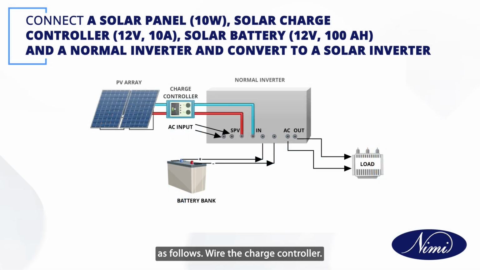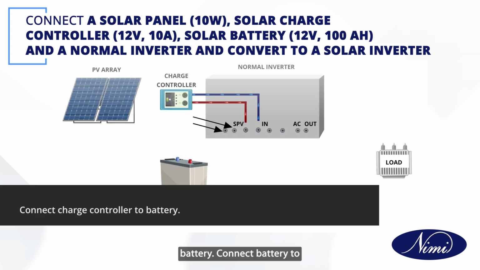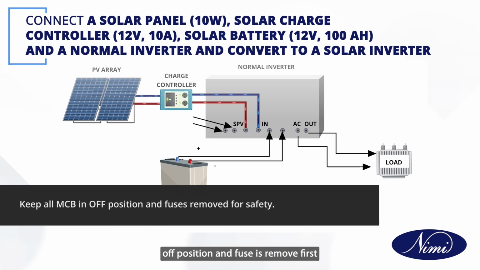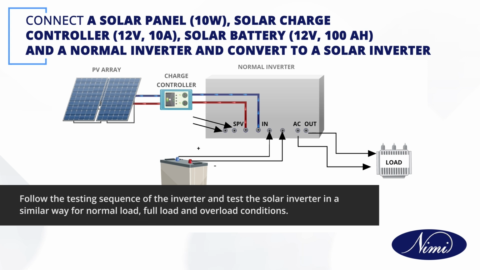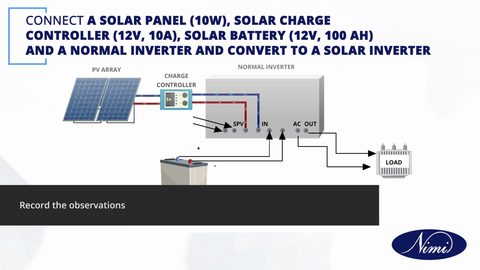Wiring sequence is as follows. Wire the charge controller. Connect charge controller to battery. Connect battery to inverter. Connect panel to charge controller. Connect loads. Keep all MCB in off position and fuses removed for safety. Follow the testing sequence of the inverter and test the solar inverter in a similar way for normal load, full load and overload conditions. Record the observations.